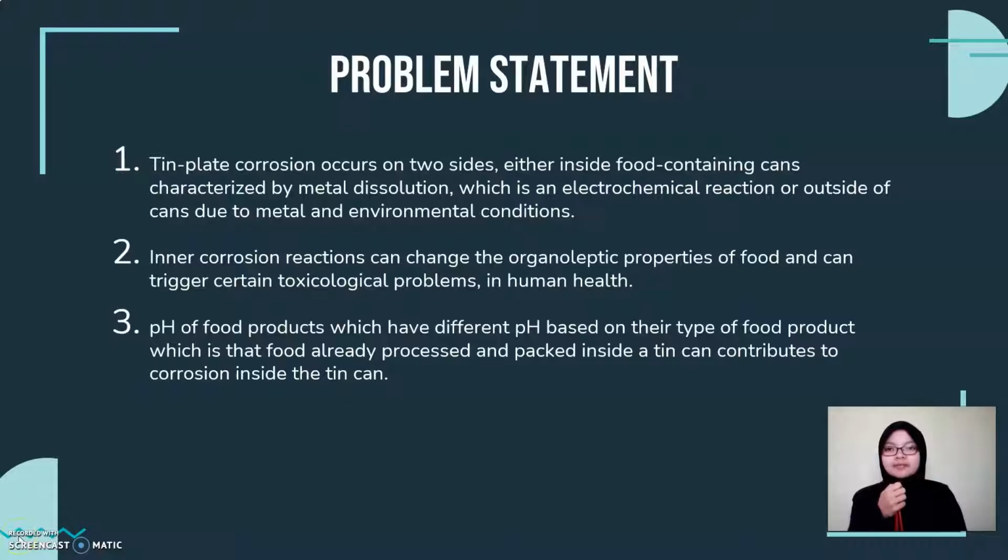Problem statement. First, tin plate corrosion occurs on two sides, either inside food-contained cans, characterized by metal dissolution, which is an electrochemical reaction, or outside of cans due to metal and environmental conditions. Second, a corrosion reaction can change the organoleptic properties of food and can trigger toxicology problems in human health. Third, food products have different pH based on their type, and food that is already processed and packed inside a tin can contributes to corrosion inside the tin can.